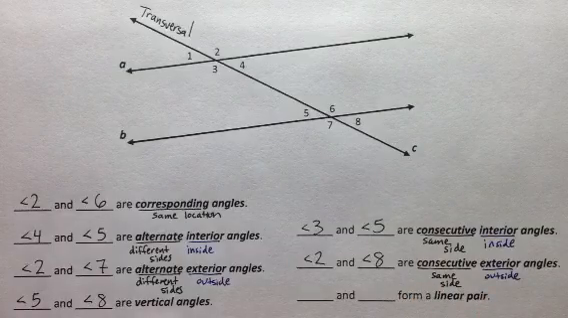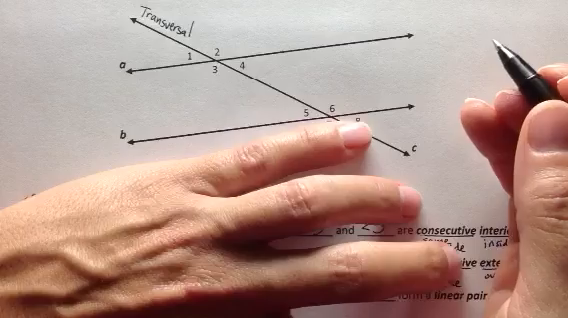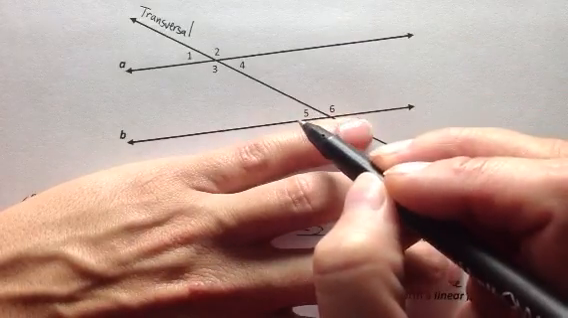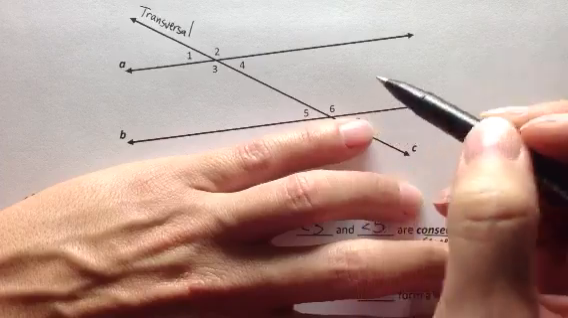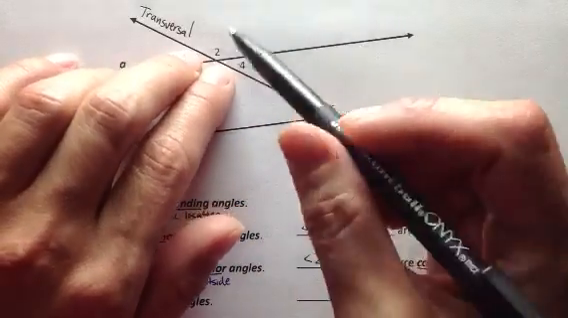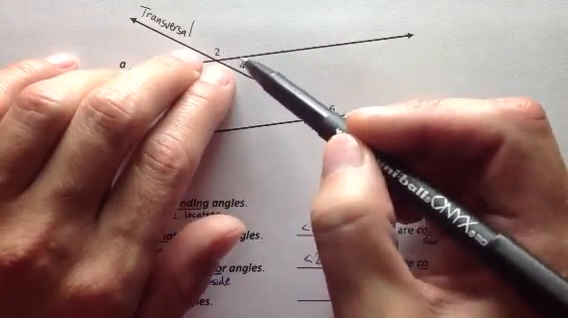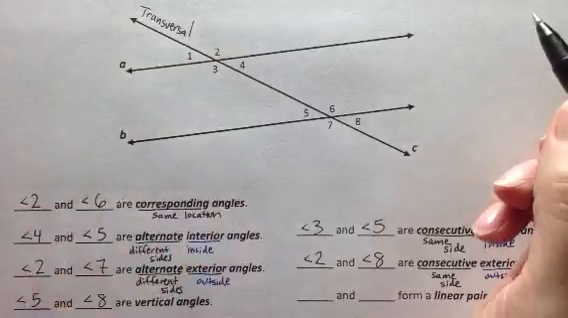Okay, linear pair. Linear pair also comes from the same intersection. They're the ones that make that straight line. Remember, they're supplementary. They add up to 180. So 5 and 6 would be a linear pair. 2 and 4 would be a linear pair. Okay, I've got a whole bunch of them.